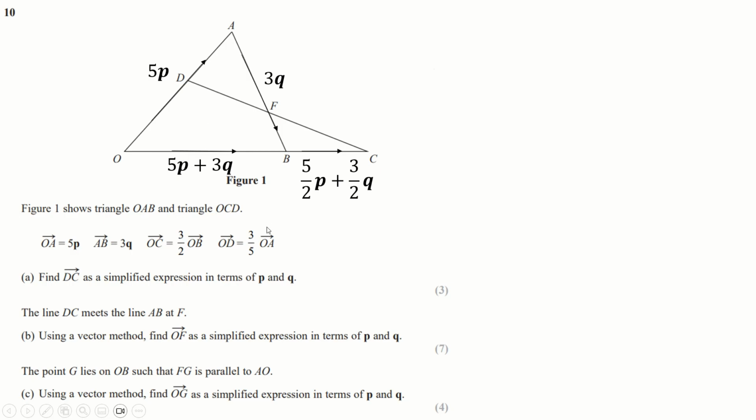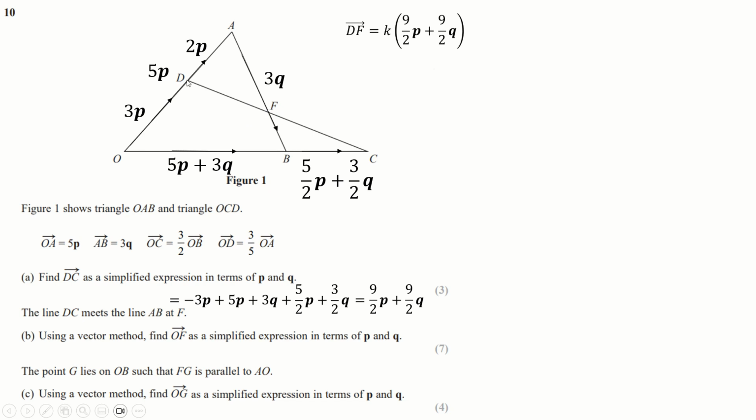And then O to D is 3/5 OA. OA is 5p, so 3/5 of this is 3p. So therefore this bit is 3p, and this bit therefore is 2p because they've got to add up to make 5p. D to C is just clearly going to be -3p plus this plus that. So I'll write that out and I'll collect everything together and I'll get this. DC meets AB at F, so that's the one there. Find O to F. So a few things to do here, but let's first say that D to F can be written as just some amount K of D to C, right?